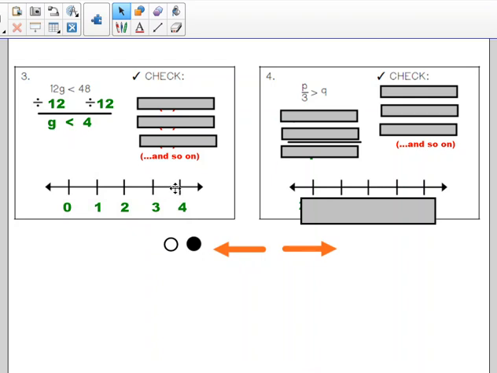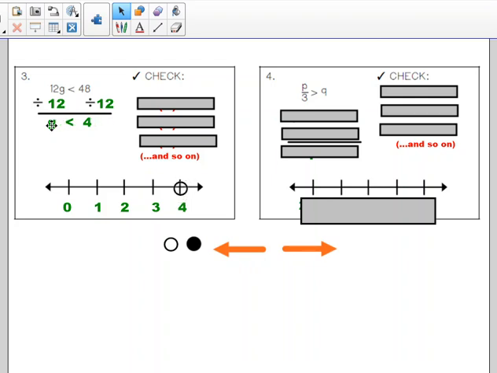Now think about it. That's my dot's going to go on 4. That's kind of the rule here. The dot's going to go on 4, but the question is open dot or closed dot? Well, it would be an open dot if it can't be 4. It would be a closed dot if this could be 4. Think about what happens if you plug in a 4. That would be 48, and that is not less than 48. So we cannot include 4. We want an open dot on 4.